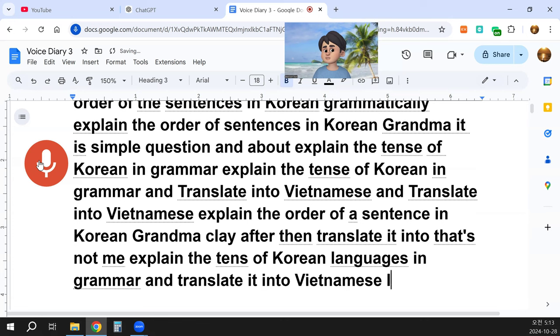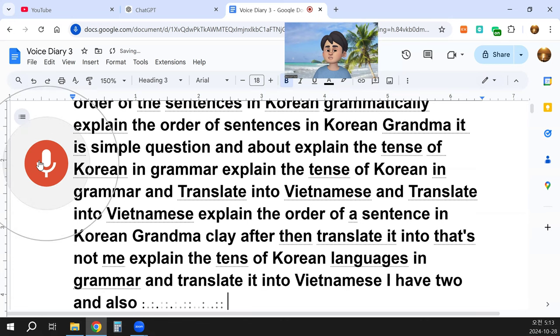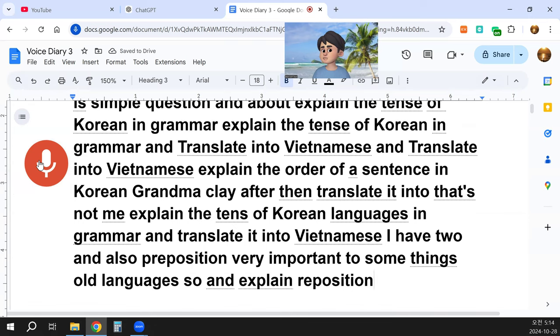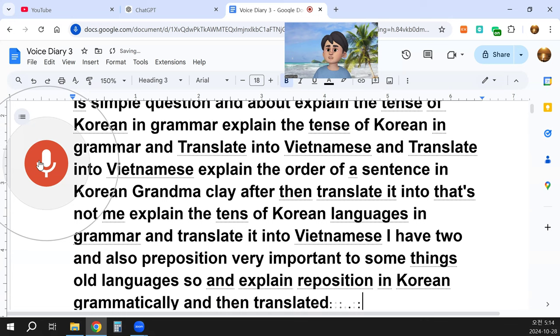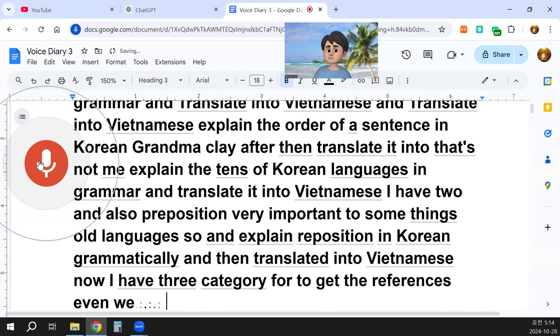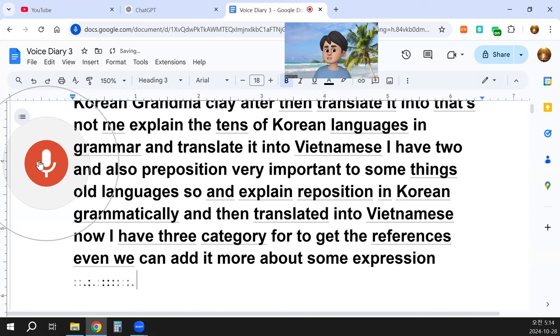I have two, and also prepositions are very important in all languages. So, explain prepositions in Korean grammatically. And then translate it into Vietnamese. Now I have three categories to get the references. We can even add more, like some expressions, to get a good grammar topic.